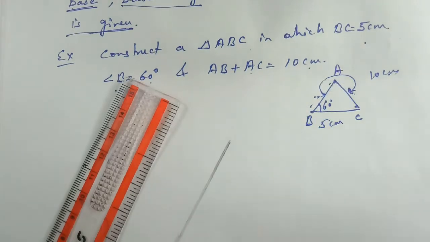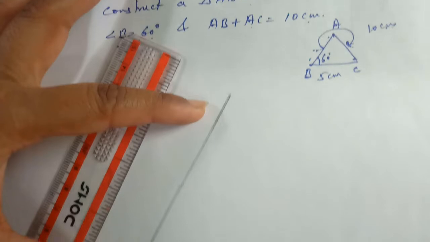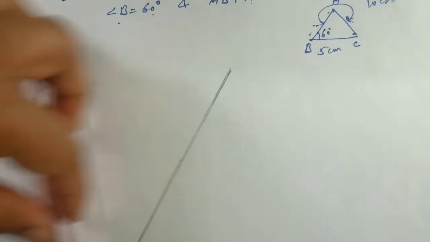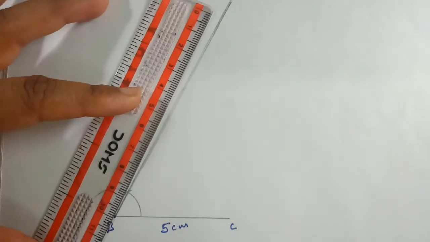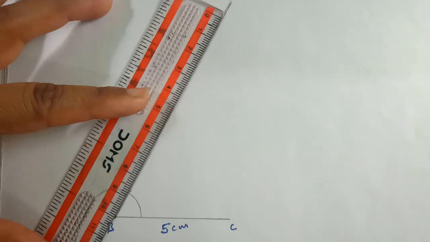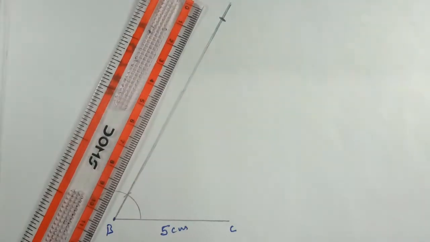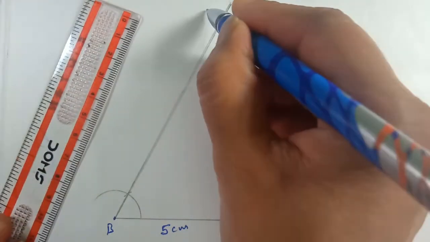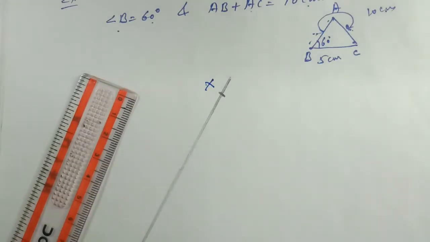Now the sum of two sides is given, 10 centimeter. On this line we have to take the measurement of 10 centimeter. So either using the compass you can make a cut or take the scale and just mark a point taking the measurement of 10 centimeter. Here it is giving 10 centimeter. Let us mark the point as X. This is not point A. This is the point X, Y, Z, whatever you want to take.